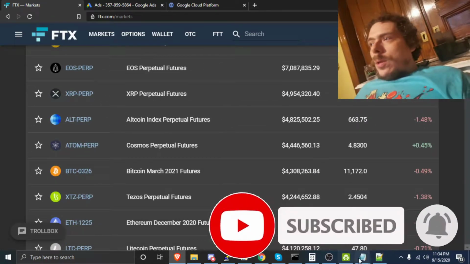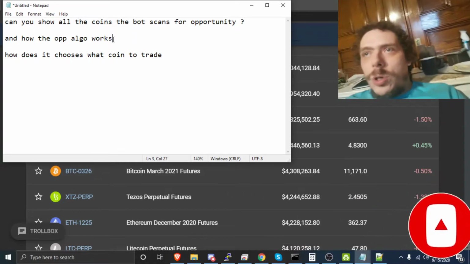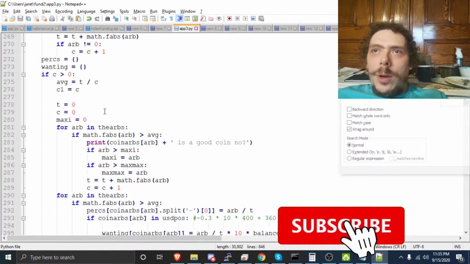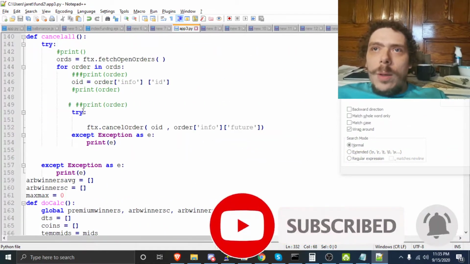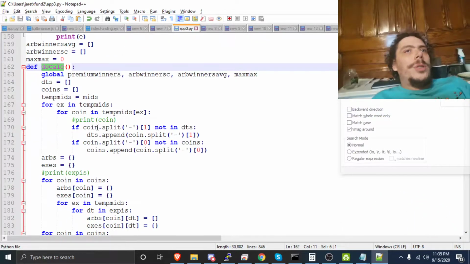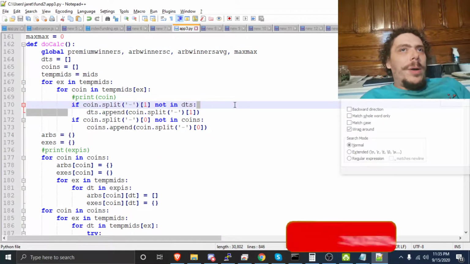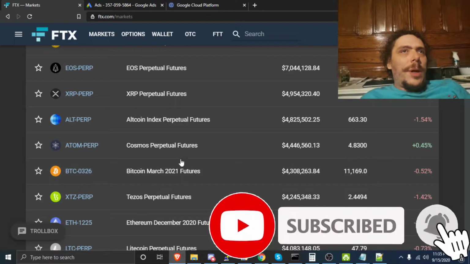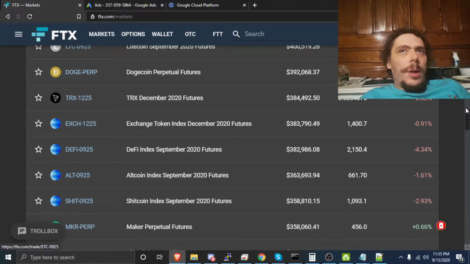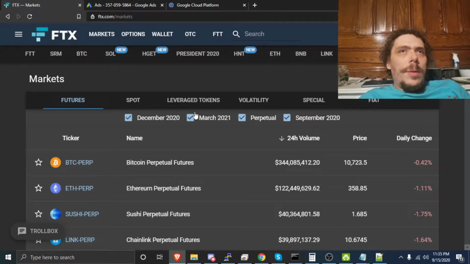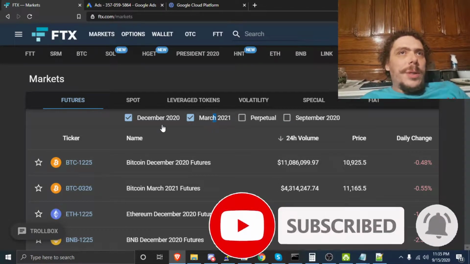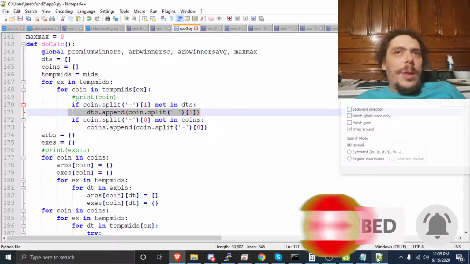And then let's look at the next couple questions. Can we show how the opportunity algo works and how does it choose what coins to trade? That's all in here. So in this do-calc function, the first thing it's going to do is find all the expiry dates that exist. So in that FTX, we found there was perpetuals. We found that there was expiry dates in December, March, and September. So it's going to find all these different expiry dates for these same coins, and it's going to log those in the code.